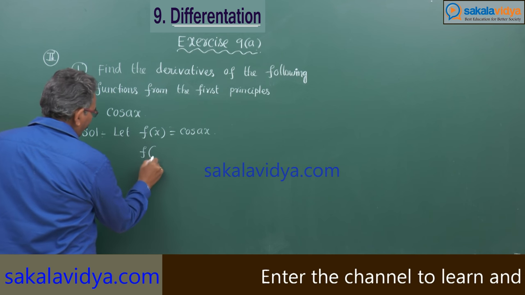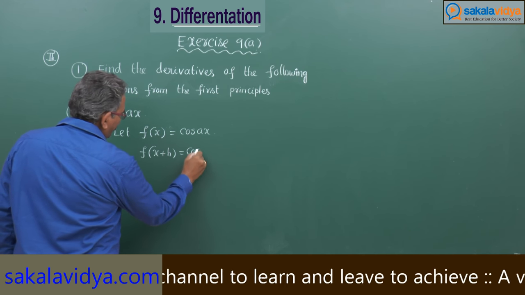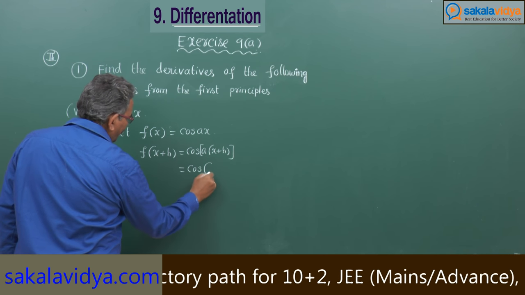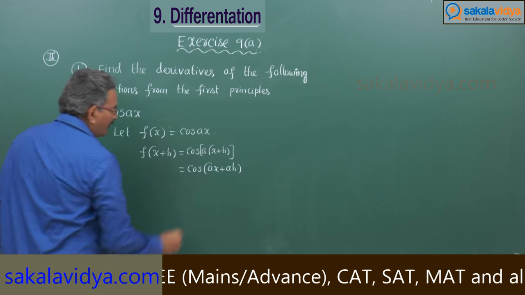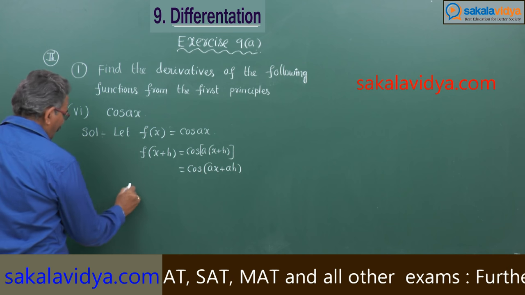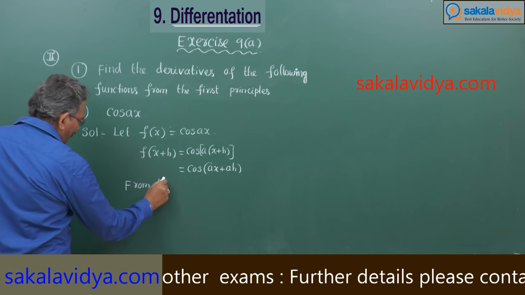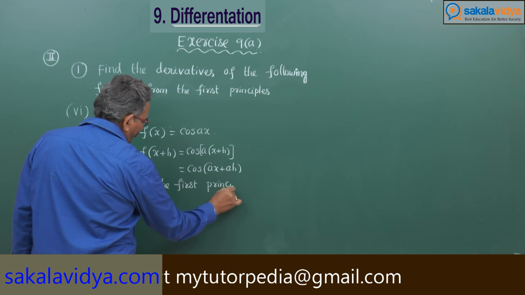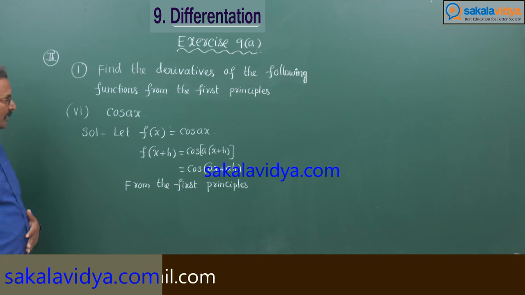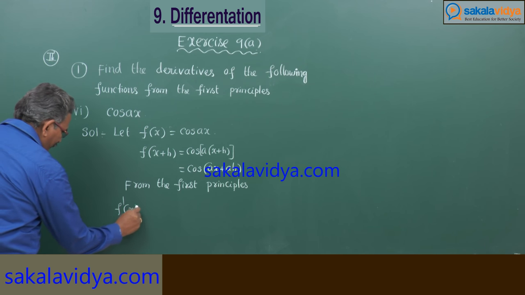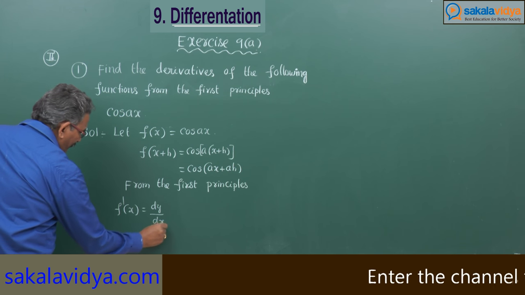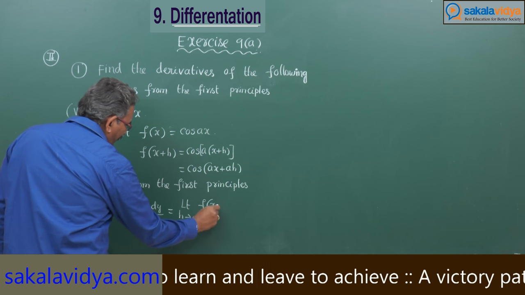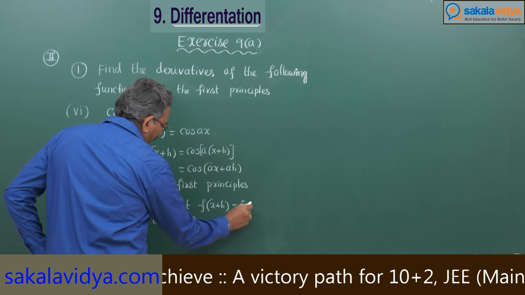Now f of x plus h is cos of a times x plus h. This can be simplified to cos of ax plus ah. Now from the first principles, f dash x, which is dy by dx, is limit h tends to 0 of f of x plus h minus f of x by h.